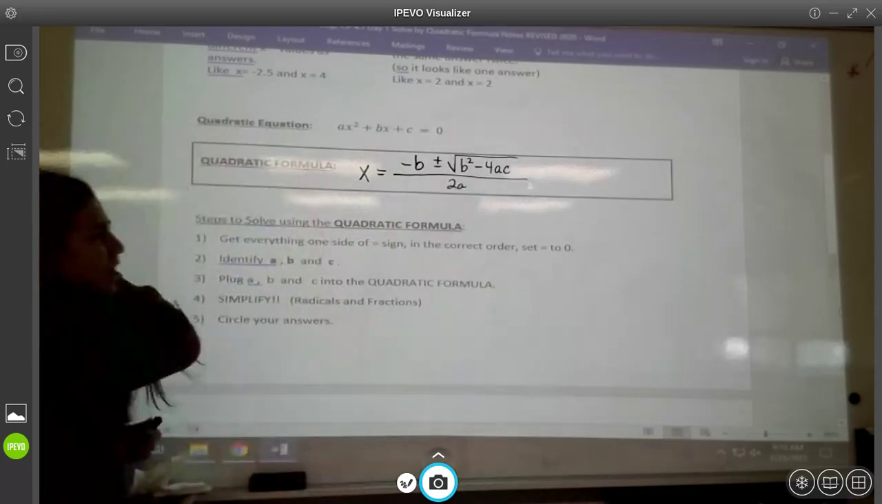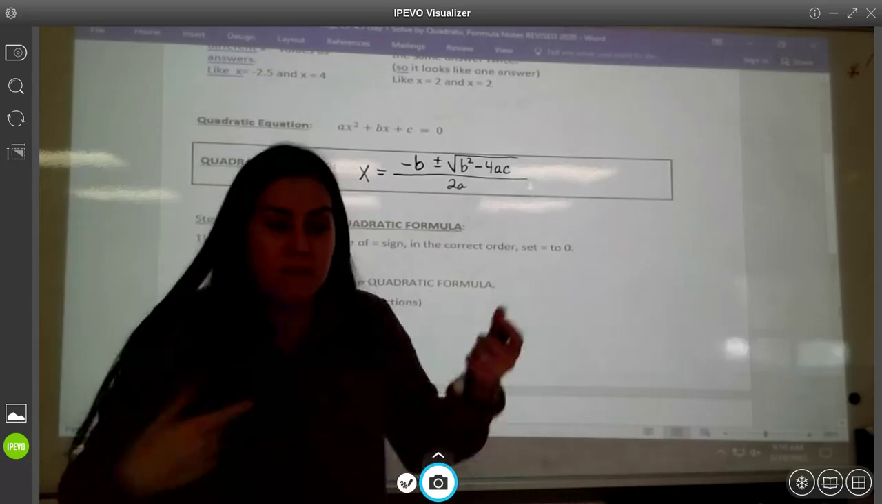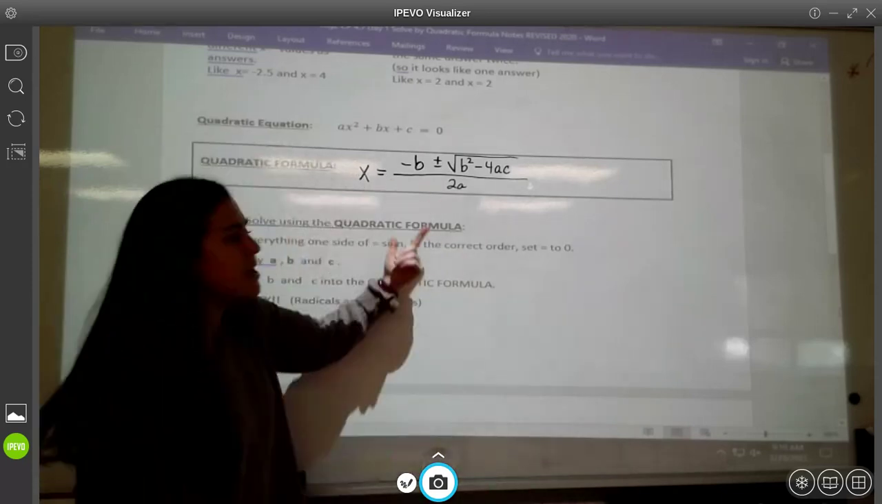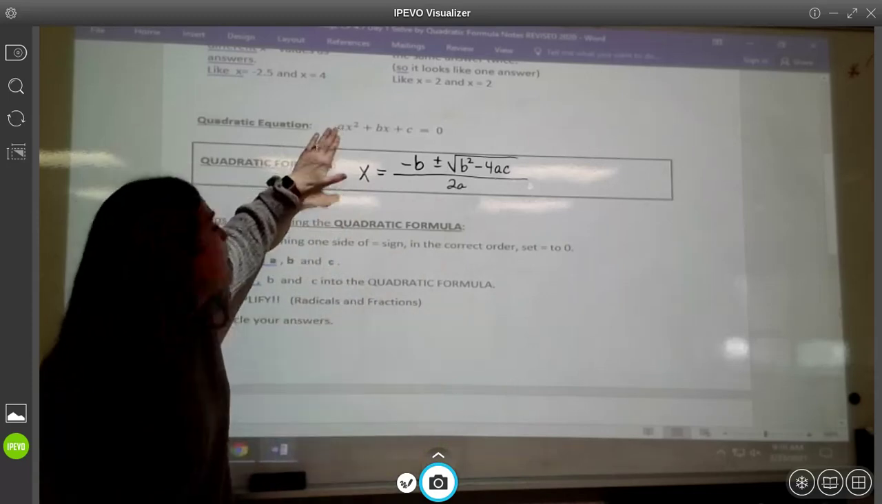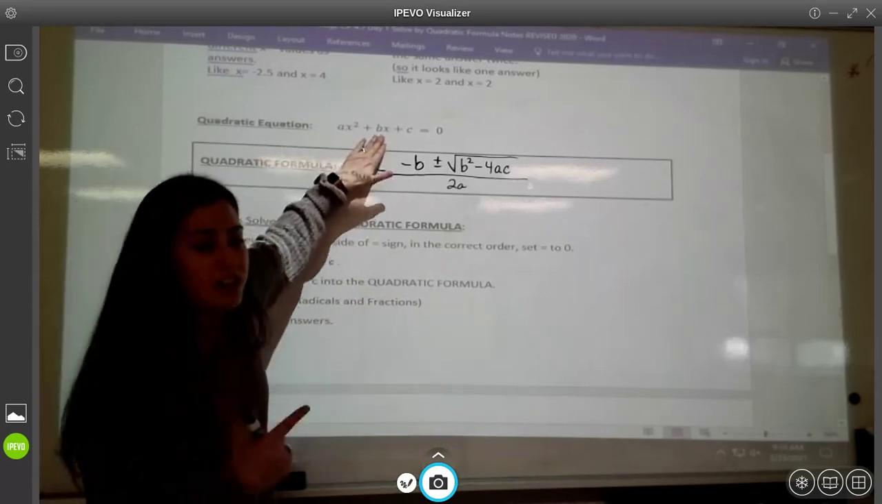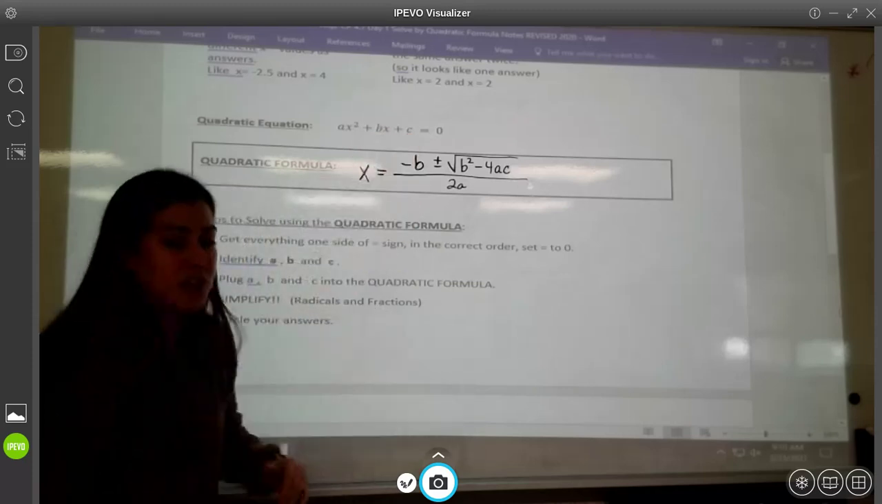So guys, it's kind of like, well, yeah, I understand it's a formula, right? And formulas, you just plug numbers in for the variables. Well, who are a, b, and c? Guys, remember, a is always going to be the number in front of the x squared term. B is always going to be the number in front of the just x, and c is always going to be that number by itself at the end of the expression, okay?